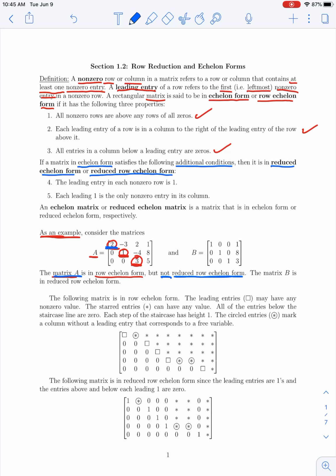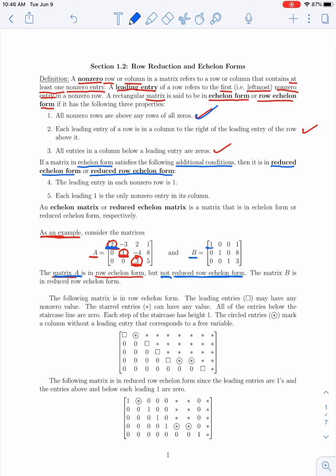So let's look at an example of a matrix that would be in reduced echelon form. So as an example here, I'm giving the matrix B. So let's check that it satisfies these conditions. The first condition we had to check was all non-zero rows are above any rows of all zeros. And we see, since B doesn't contain any rows of all zeros, it automatically satisfies our condition number 1. The next condition was that the leading entry of each row is in a column to the right of the leading entry of the row above it.